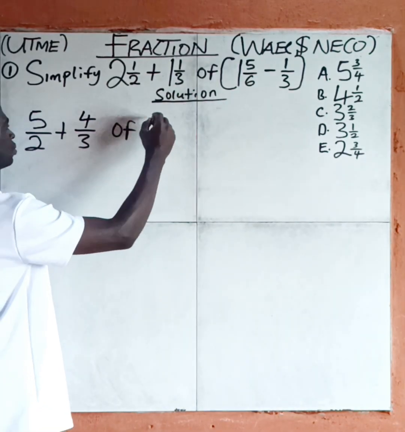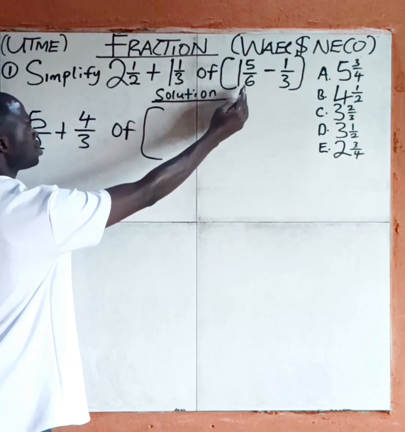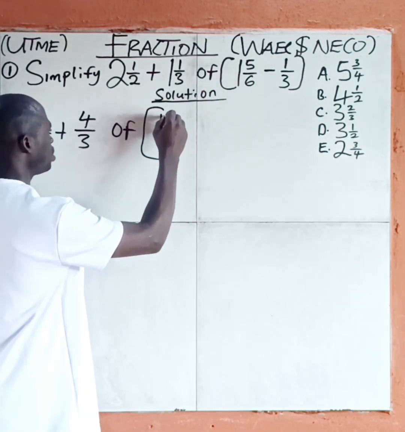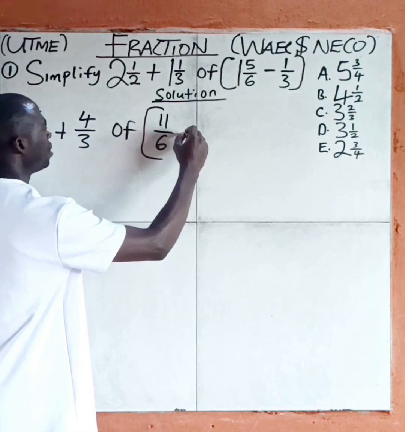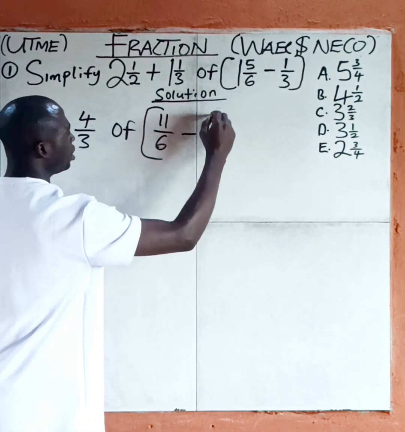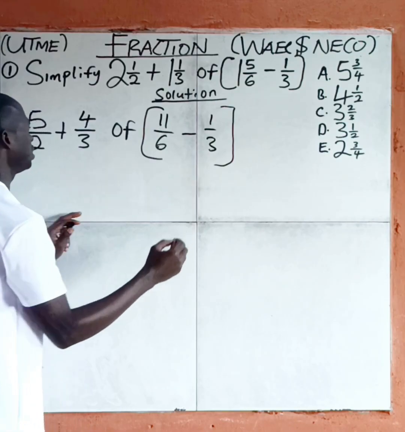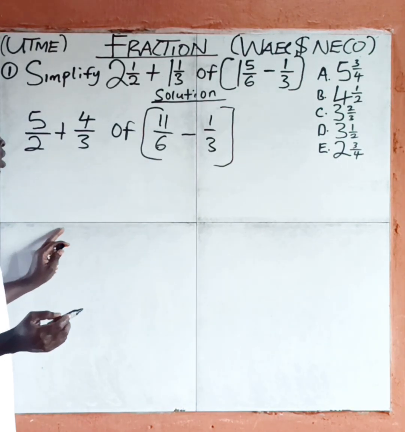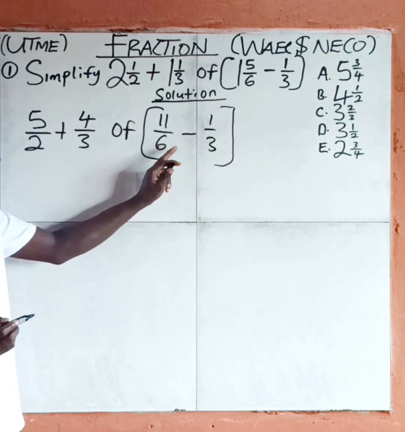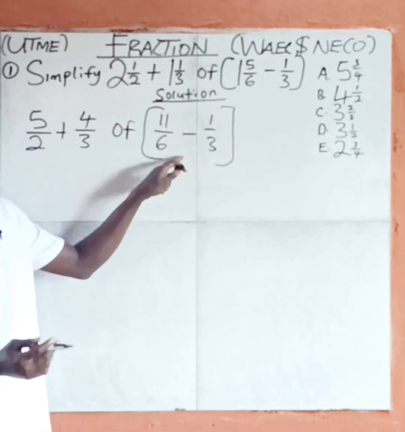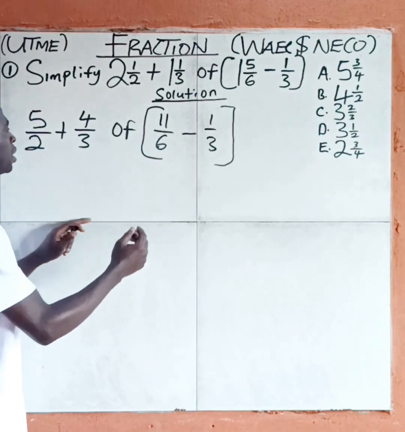This becomes 6 times 1 will give us 6 plus 5, and that will give us 11. So here becomes 11 over 6 minus, this is 1 over 3. So we have successfully done that. Now the next thing you're simply going to do is follow the rule in BODMAS. The rule in BODMAS says that always work on the questions in the bracket first. So we are coming here next again.